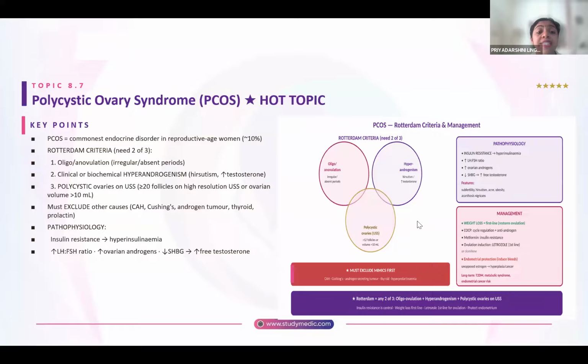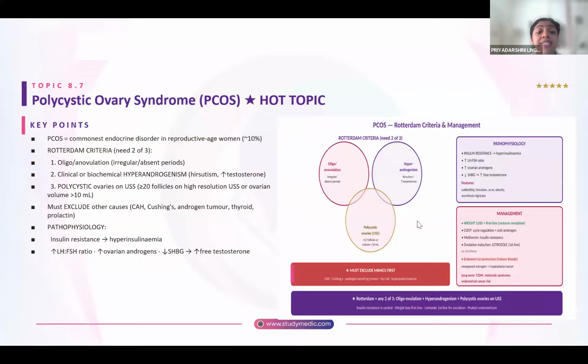PCOS is diagnosed with the Rotterdam criteria. The Rotterdam criteria says at least 2 out of the 3 criteria must be fulfilled to label a woman as PCOS. Now, what are they? First one is a change in periods. Periods can either be oligo or anovulatory. That means irregular periods or absent periods can be seen in these women.